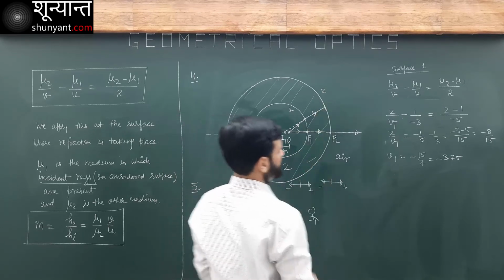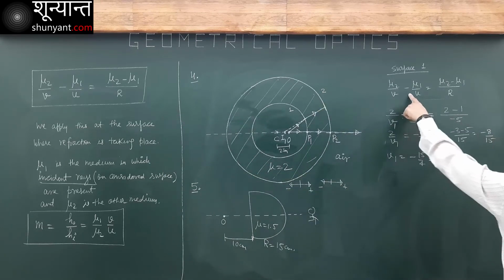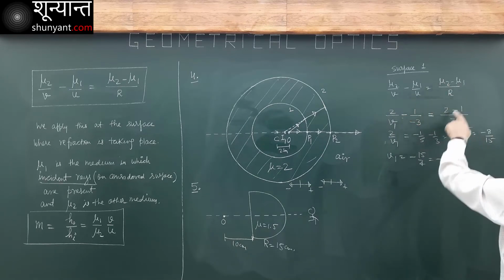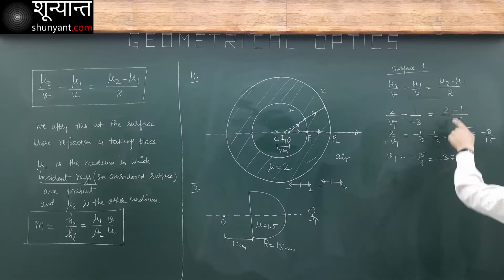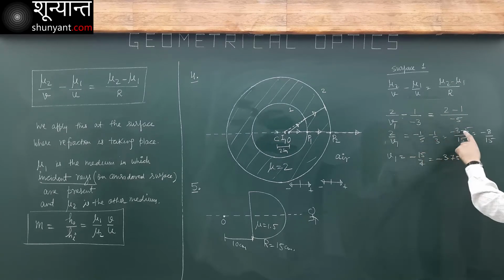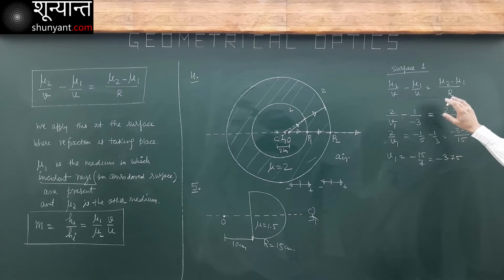First let me check whether it is right or not. This is minus 2, 2 minus 1, and this is minus 5. So minus 1 over 5, minus 1 over 3. So 15, minus 3 minus 5, minus 8 over 15. I hope that I am doing it all right. I guess I'm doing it all right. So minus 15 over 4, that's it, minus 3.75. I think it's fine.